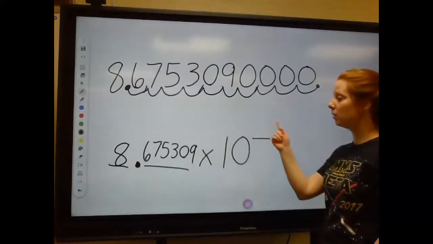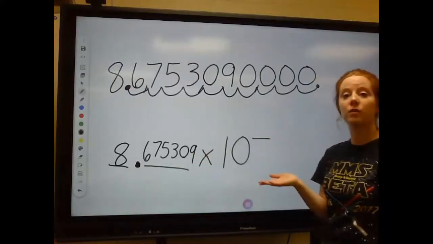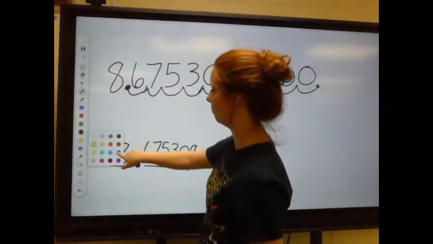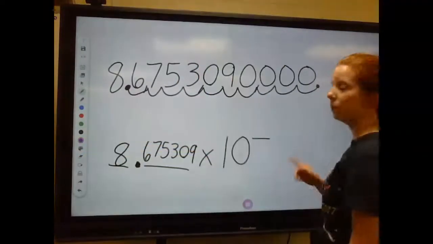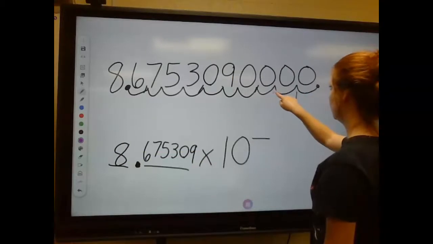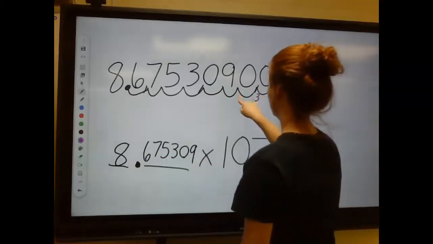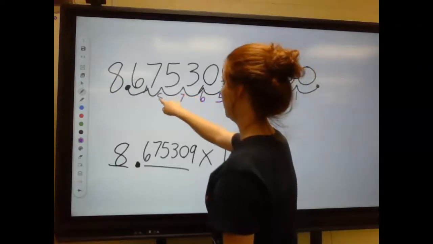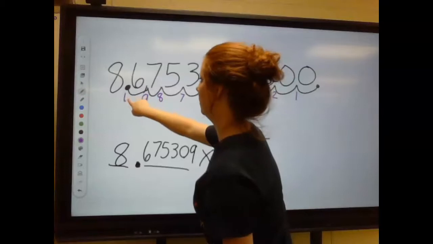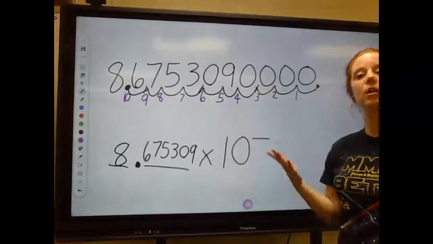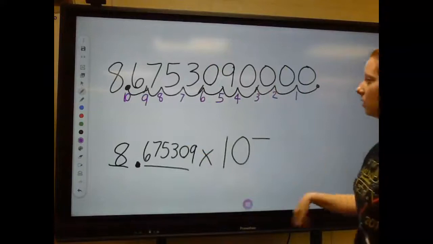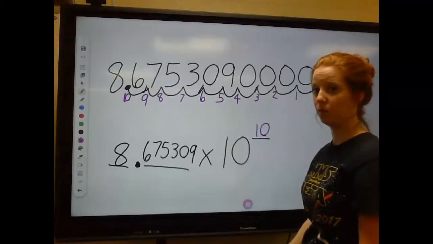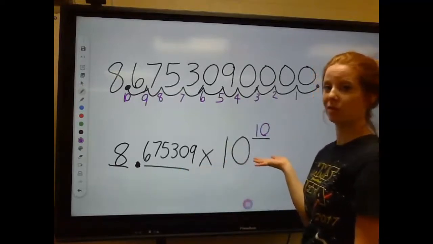So the way that you get your exponent up here, all you do is count the number of decimal hops. And I'm going to change colors so there's a little bit of contrast. We'll see if a nice dark purple will show up. So we hopped it 1, 2, 3, 4, 5, 6, 7, 8, 9, 10 hops. 10 hops to our decimal. And that 10 is your exponent. It's that simple. That's how you put large numbers in scientific notation.